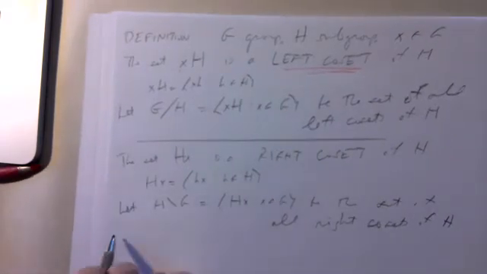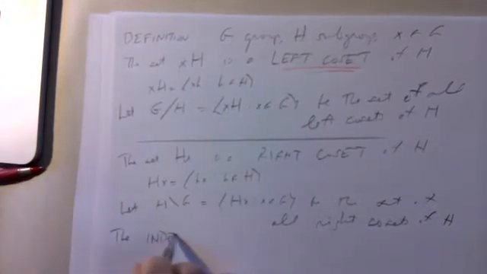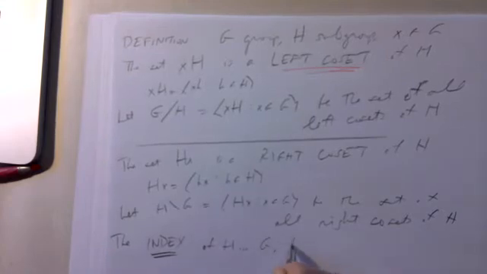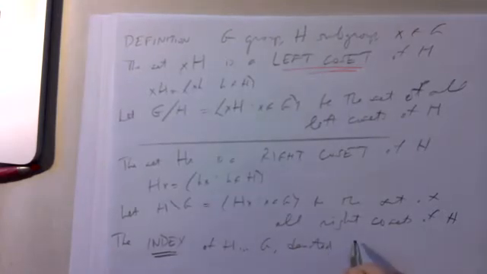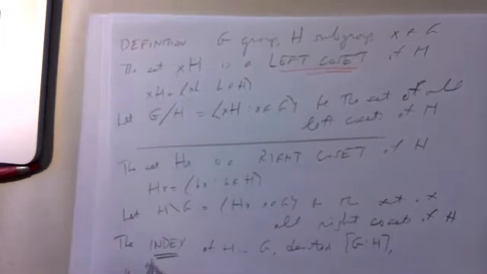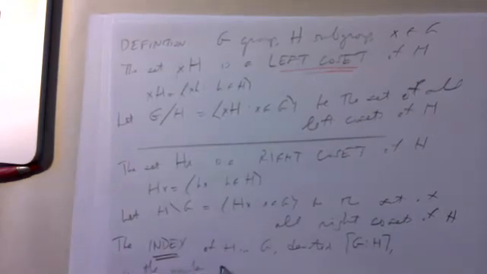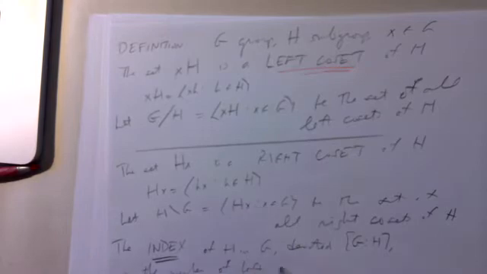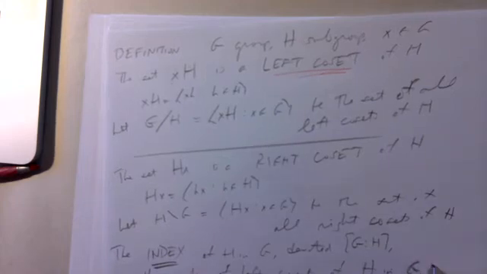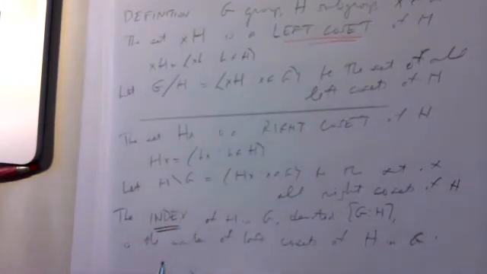And what is called the index of the subgroup H in G, which is denoted in square brackets [G : H], is the number of left cosets of H in G. In other words, the cardinality of G/H, that's what we mean by the index.